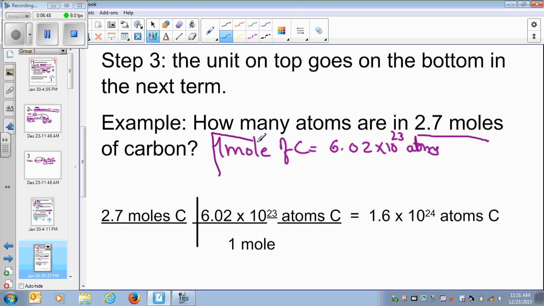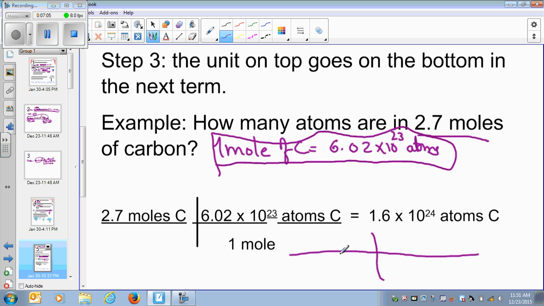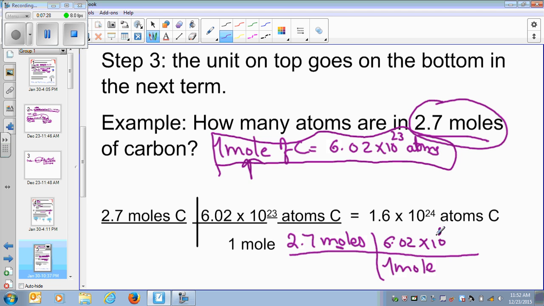Okay, first of all, I need to know that 1 mole of carbon is this many atoms. Then 2.7 moles is how many atoms? So I have 2.7 moles right here, the same dimensional analysis method. I draw a big plus sign. On that big plus sign, I write my question here that I have 2.7 moles. Now I have to match the unit. If mole is here, then from this equation I need to take mole, which is 1 mole. Mole will always be 1. 1 mole equals 6.02 times 10 to the 23 atoms.